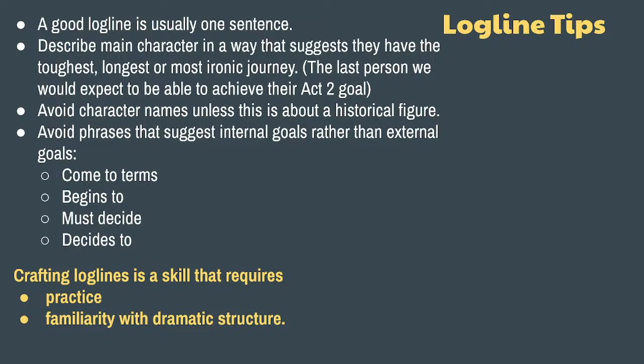We want to avoid character names unless it's about a historical figure, like, I don't know, the ghost of George Washington is your killer who's biting people with his wooden teeth. You want to avoid phrases that suggest internal goals. Nothing like your character must decide or begins to blank or must come to terms with blank. We want to craft a logline that tells us what the stakes are, what the scale or scope of the story is, and what essentially the main character is trying to do. What's their objective? Usually in this case it'll be to escape, survive until a certain point, get to a certain place, or kill the killer.